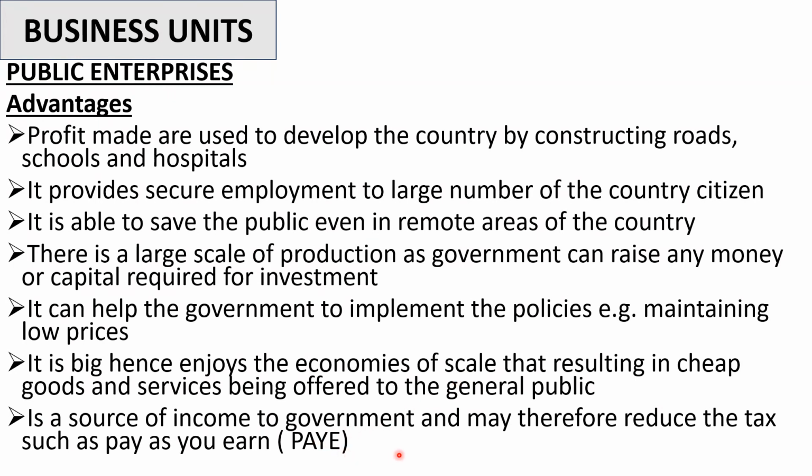It is also a source of income to the government and may therefore reduce the tax, such as pay as you earn. So when you are working, when you get paid, you have to pay tax to the government. So if the government has money, they may say, okay, we won't be getting too much from you, so they are going to reduce the pay as you earn tax. In this example, the tax is called pay as you earn.